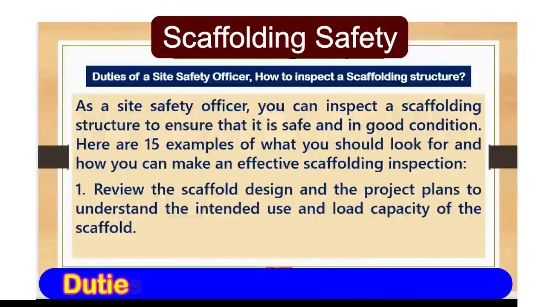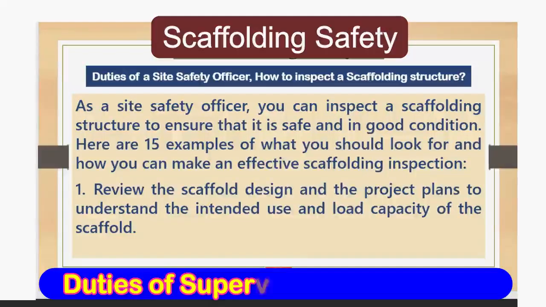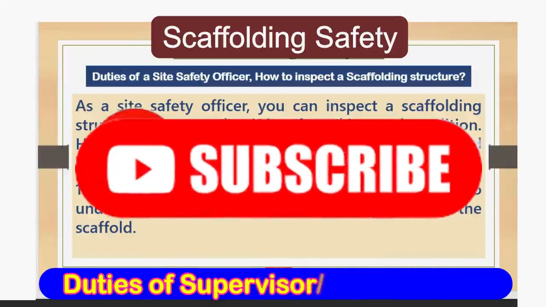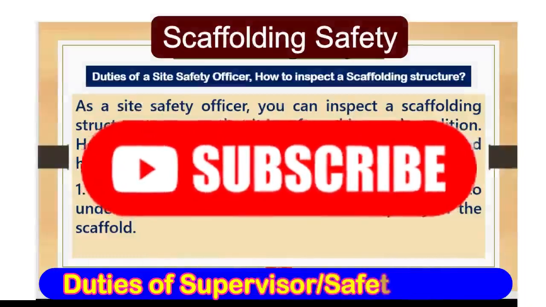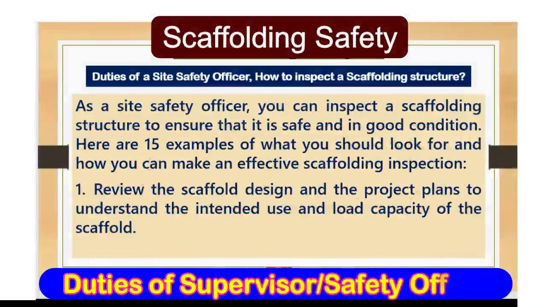As a site safety officer or HSE practitioner, you can inspect a scaffolding structure to ensure that it is safe and in good working condition. Here are 15 examples of what you should look for to make an effective scaffolding inspection. Point number one, review the scaffold design and the project plans to understand the intended use and load capacity of the scaffold.